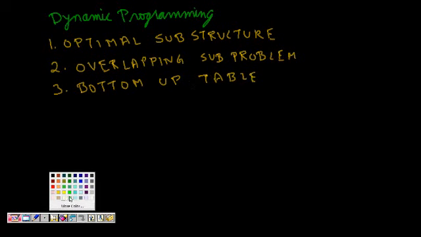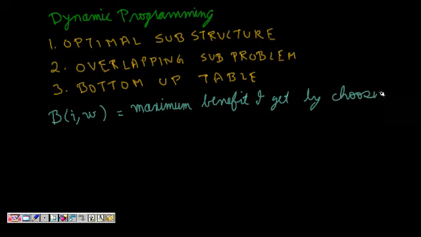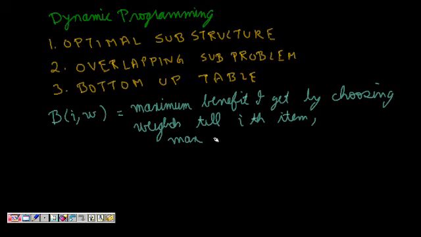So what we do is we represent benefit(i, w) is equal to the maximum benefit I get by choosing weights till the ith item. So I will be choosing only from the first i items, and the maximum weight is w. I cannot choose more than that. Okay, so this is the definition.